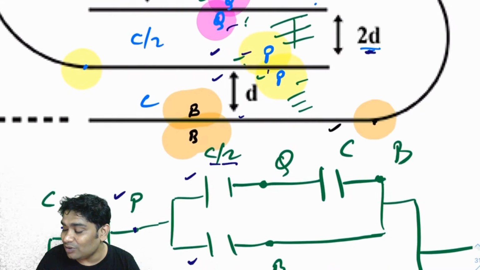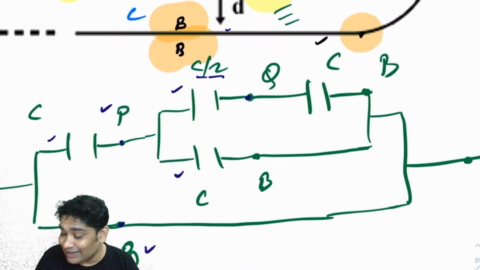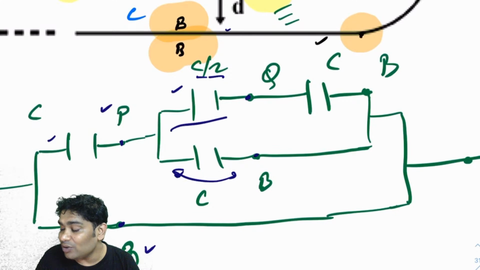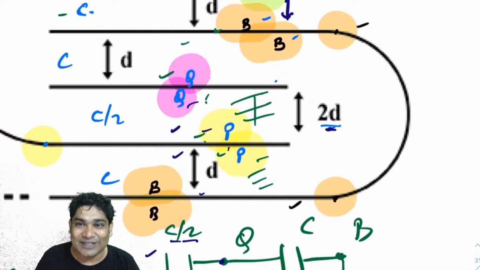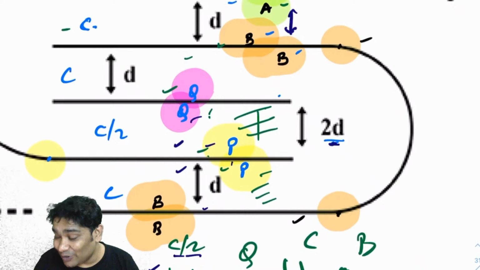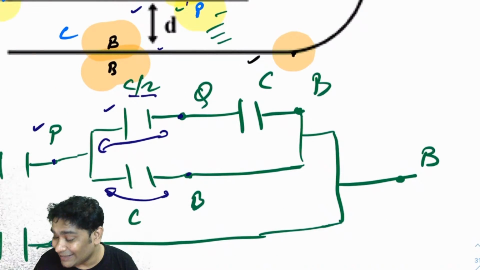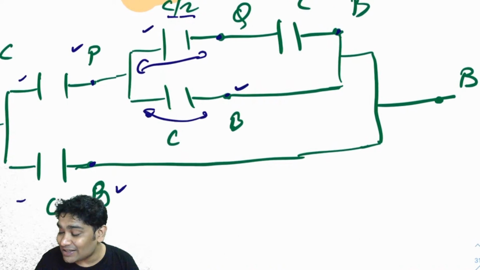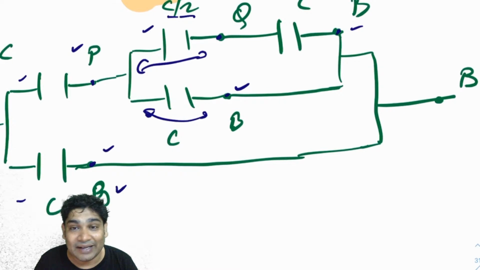So I draw a C by 2 and I mark this end as Q and this end as B. So C is connected between P and B, and C by 2 is connected between P and Q. I hope you guys are following this. Then from Q I have one other capacitor C which is connected between Q and B. So I mark this also B. Now I have this B, this B, this B, all these are B, which means all of them can be connected together.